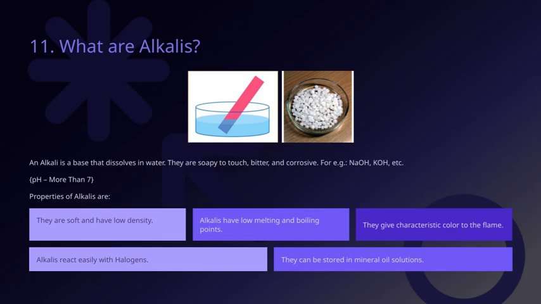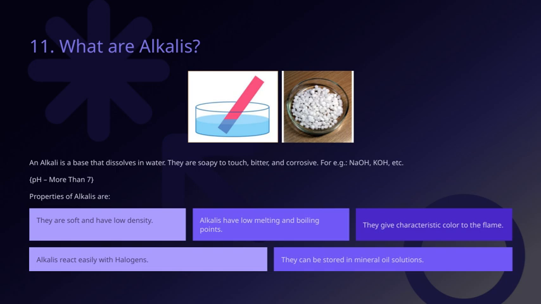Now, when we talk about their properties, one important measure is pH. Alkalis have a pH greater than 7, indicating their basic nature. An alkali is essentially a type of base that dissolves in water, forming alkaline solutions.